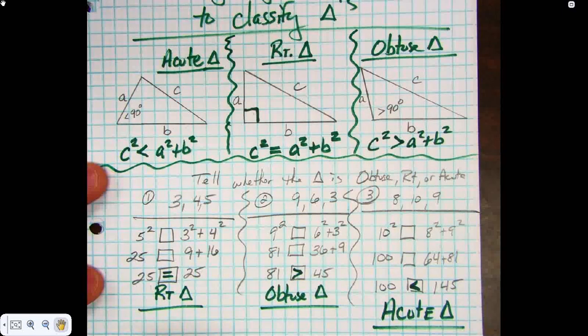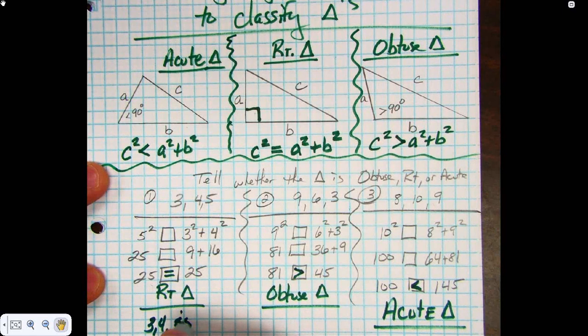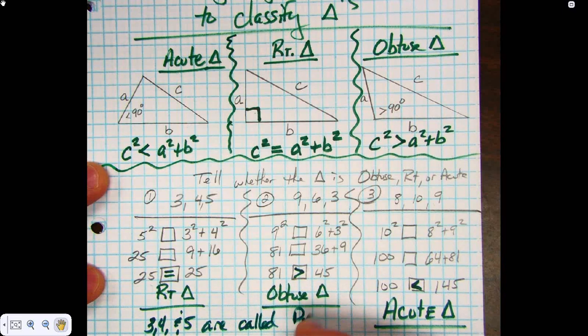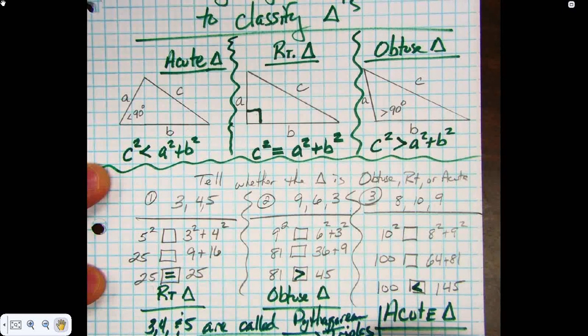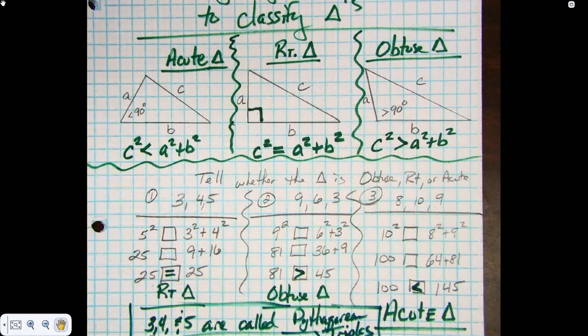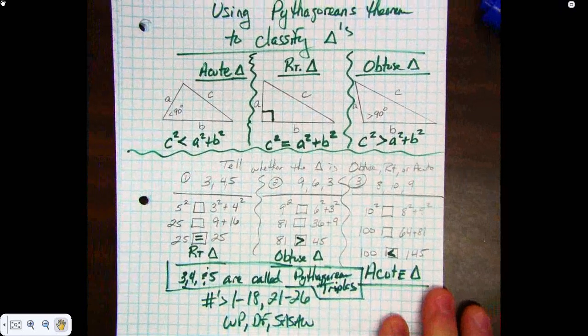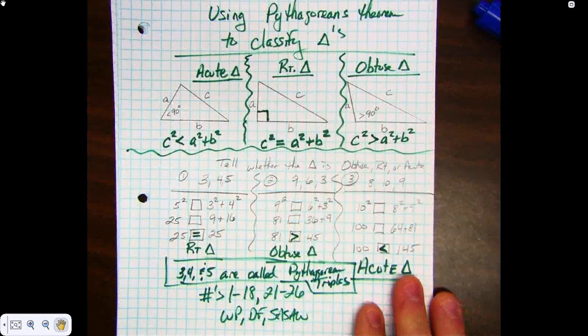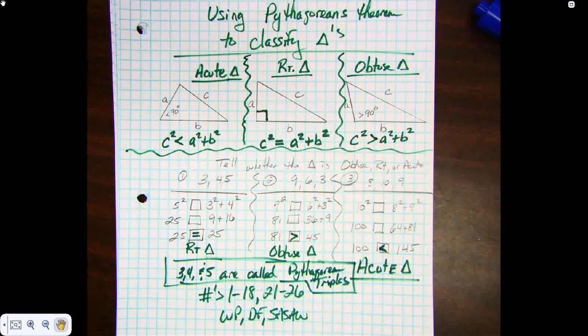Oh, and the other thing I forgot to say, 3, 4, and 5 are called Pythagorean triples. You know why? They're 3 numbers that fit into what? Pythagorean's theorem. Wouldn't that make sense? So any numbers that fit perfectly into Pythagorean's theorem are called Pythagorean triples. Let's get that written down.